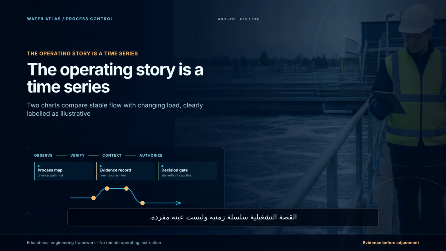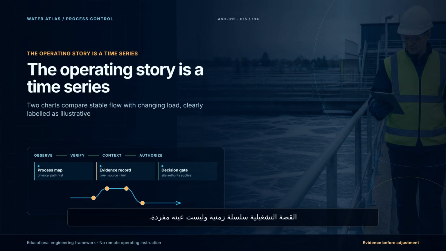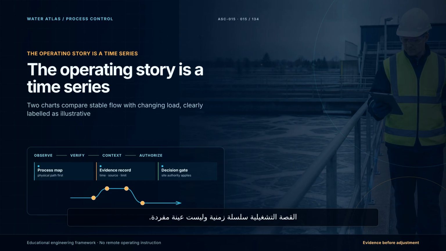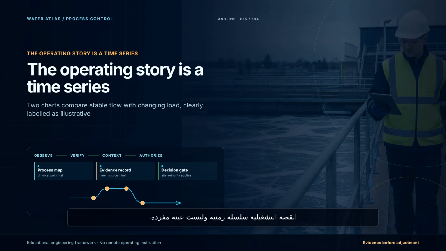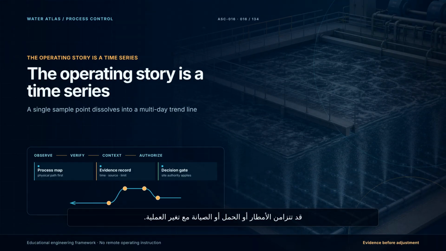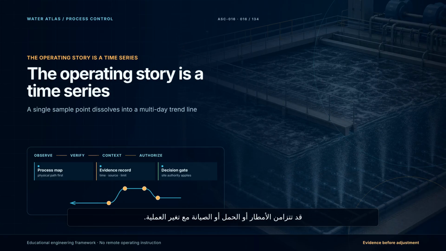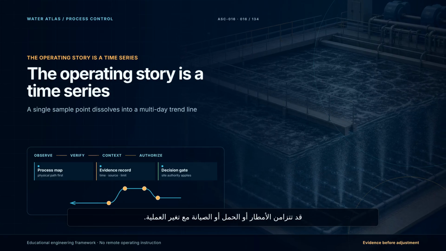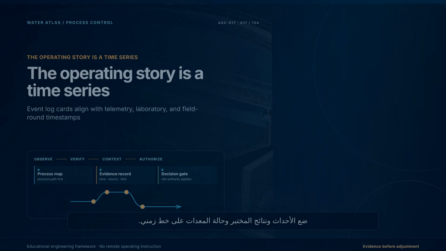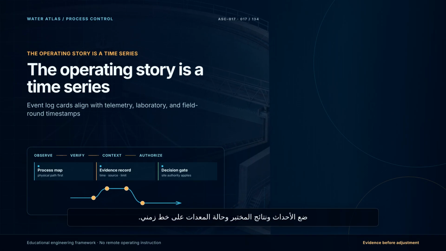A plant is not a still diagram. It is a story over time. Flow may rise sharply. Load may change without a large change in flow. Temperature can shift. Equipment can go in and out of service. A rain event, an industrial discharge, a pumping change, or a maintenance action can alter the conditions seen by the biology and the clarifier. That is why one sample or one visual observation is rarely enough to explain a problem.